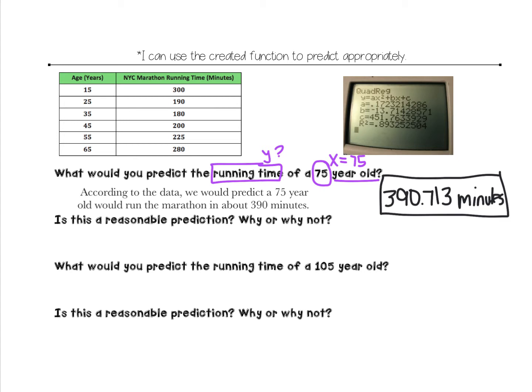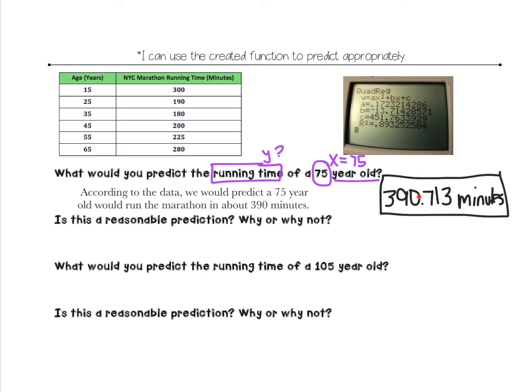So then the next question is asking, is this reasonable? Because part of predicting is knowing if the values I'm getting are reliable or reasonable. So when I look at this, my data goes from 15 to 65. So 75 is outside, so we call that extrapolating. I'm predicting outside of my data, but 75 is not too far out of my data.